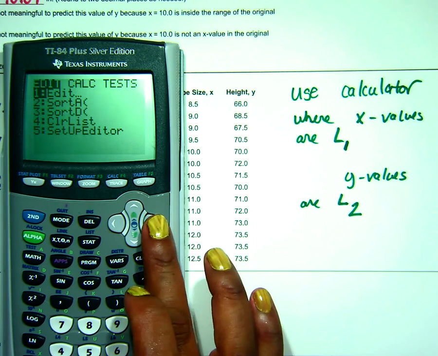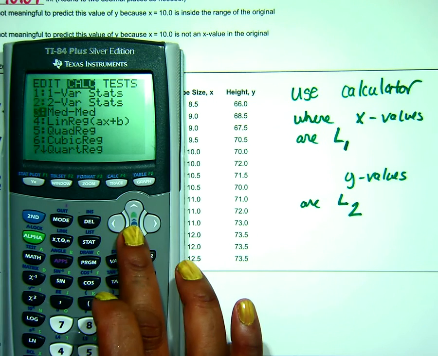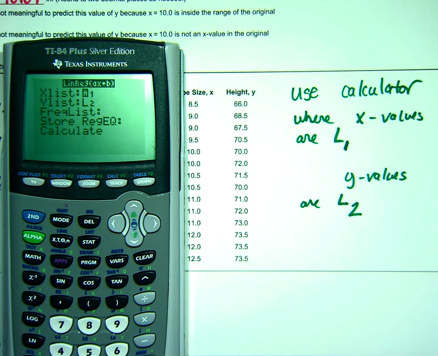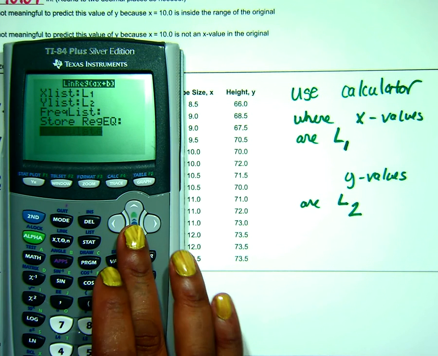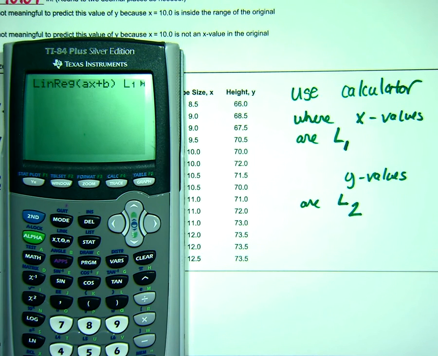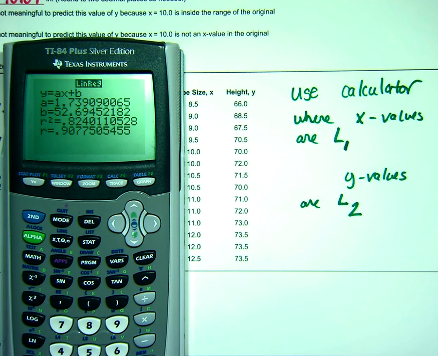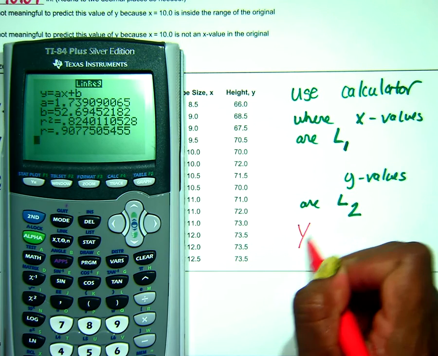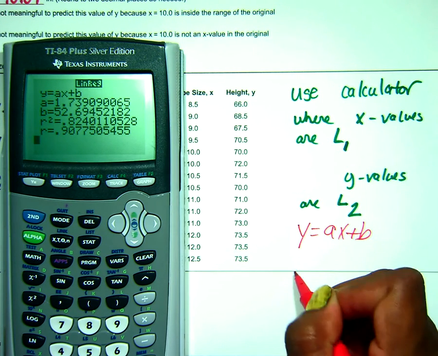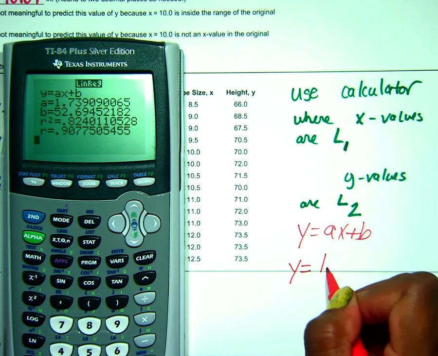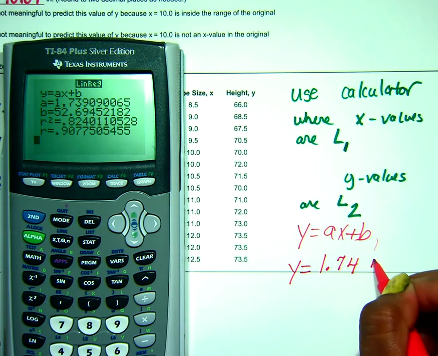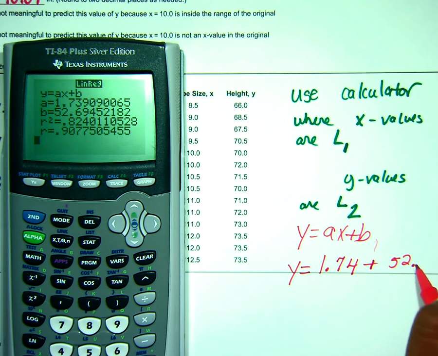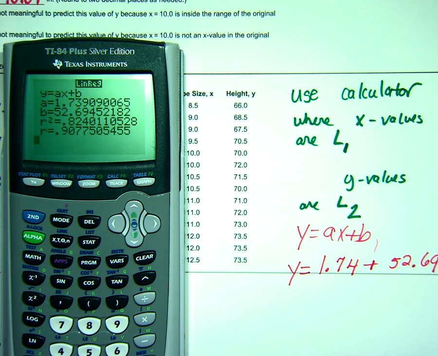Next I'm going to hit my Stat key, go over Calculate, go down to your linear regression, hit Enter. Notice how L1 and L2 appear. So if you have an older calculator, you just hit enter. So enter again. And be careful when you write it out. So notice how you have y equals ax plus b. Substitute your values in for a and b. So a is going to be 1.74 and b is 52.69. And my instructions earlier actually stated that they wanted to round to the nearest hundredth.